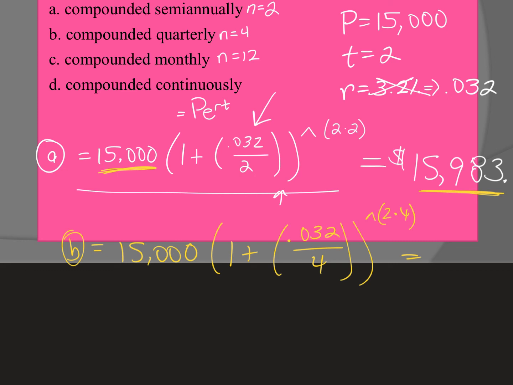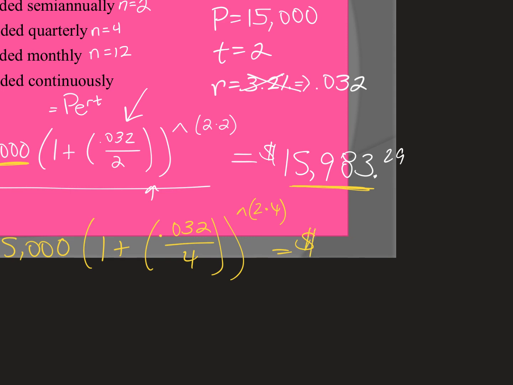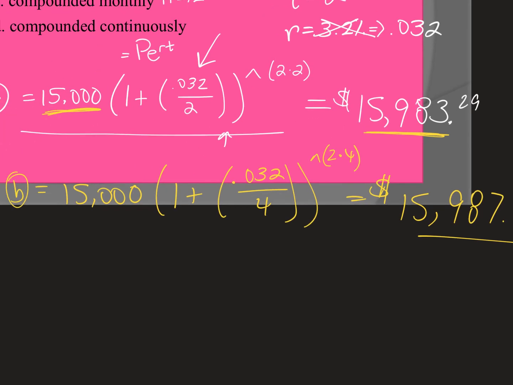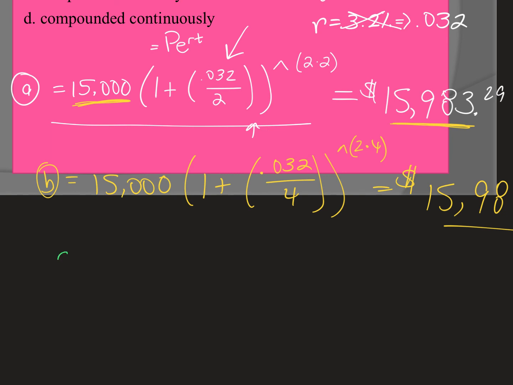What'd you guys get? 15,987.31. I love it. Okay, look at the difference between 15,983 and 15,987. It's $4. Everybody see that? It's not going to be a ginormous jump between these different answers. You should be able to check yourself and say, okay, I did something wrong here. This number shouldn't have gone from this to this. Should your number ever go down? No. You're always adding here.